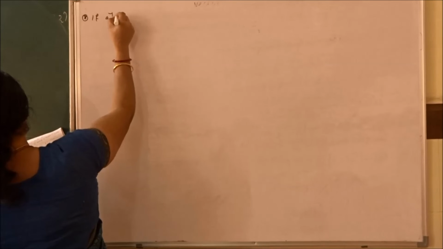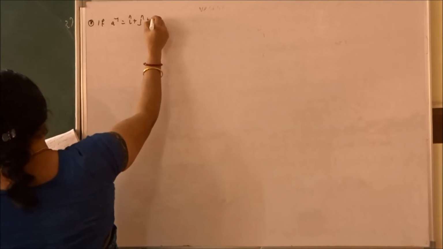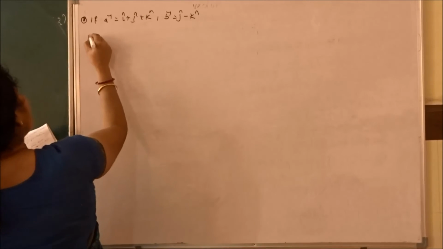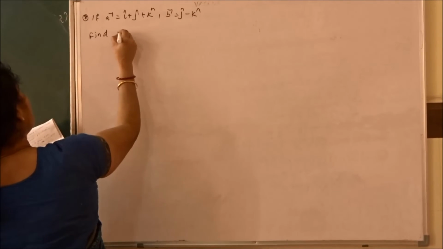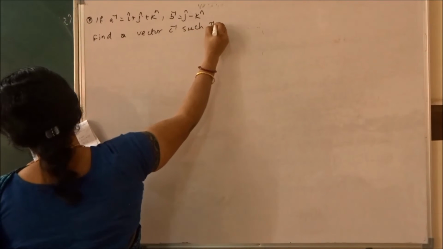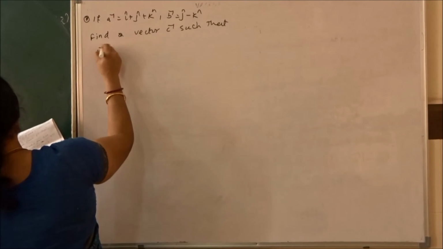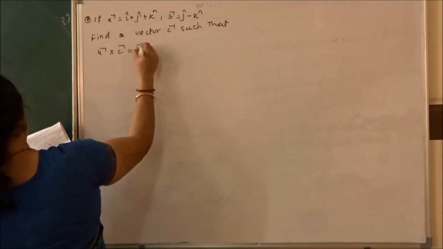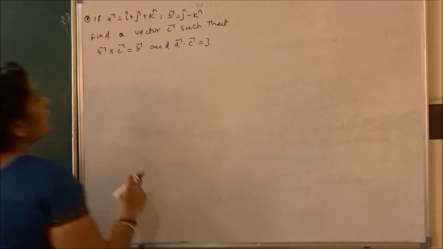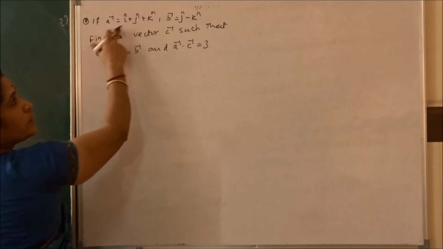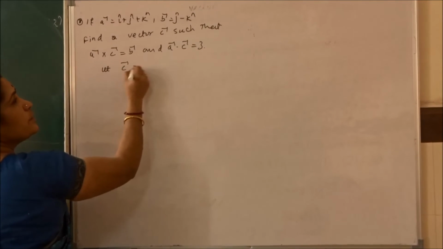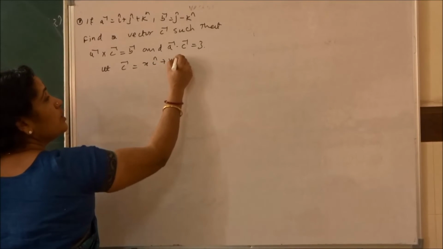If A vector equals i plus j plus k and B vector equals j minus k, find a vector C such that A cross C equals B, another most important board question, and A dot C equals how much is given here? 3. Okay, now see what they are saying. A vector given, B vector given, A cross C equals B. Let C vector equal xi plus yj plus zk.